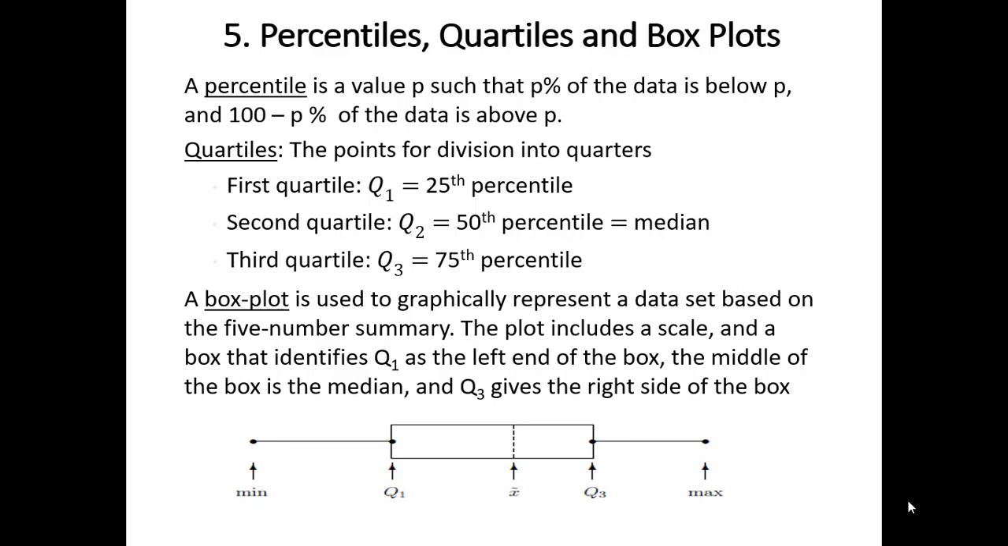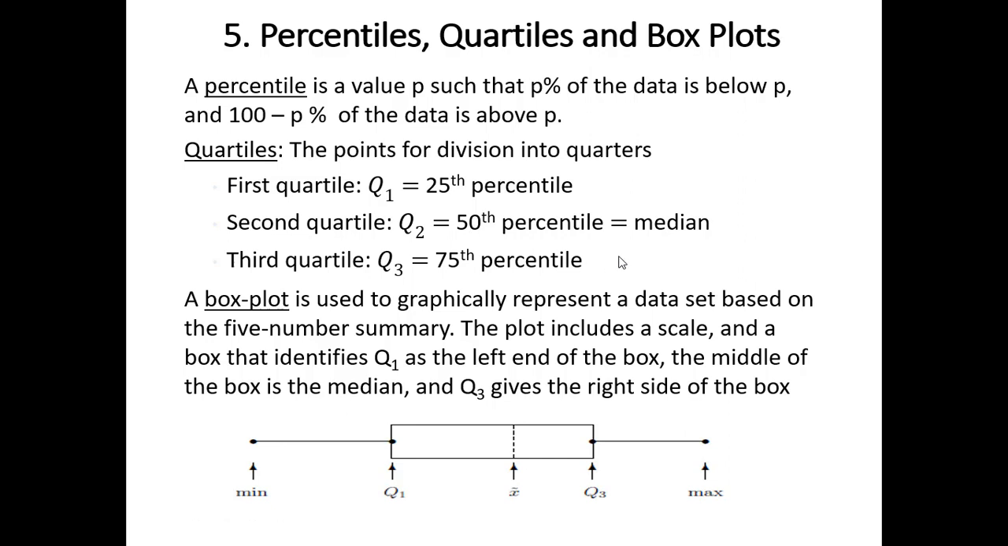And near the end of the chapter, you'll see there's a discussion about percentiles, quartiles, and box plots. Right? We could define a percentile as a value p such that p% of the data is below p and 1 minus p% of the data is above p. Then quartiles are defined in terms of percentiles. The first quartile is the 25th percentile. The second quartile is the same as the median, and the third quartile is the 75th percentile.